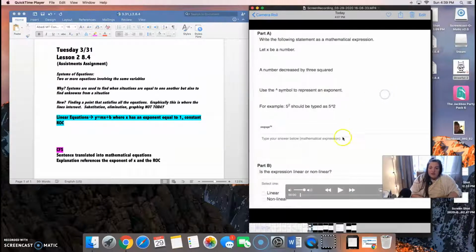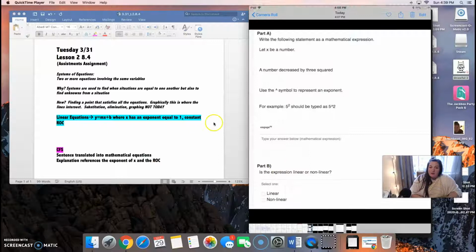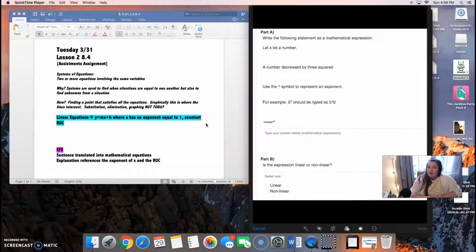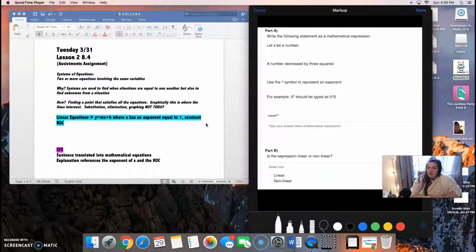So let's go over and take a look at question 1. Question 1. Write the following statement as a mathematical expression. So once again, you're just translating these mathematical expressions into equations, and there is no solving. You do not have to solve. So keep that in mind. There's no solving. You're just translating.